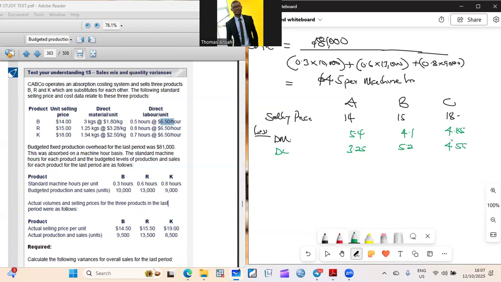4.55. This would have been it if we were doing marginal variables. But we need to add overheads, fixed overheads that we absorb. So the overhead is 4.5 per machine hour. How many machine hours do you need for product A? It's 0.3, right? So what will it be? That's 1.35. So you are just doing 4.5 multiplied by this, 4.5 multiplied by this, 4.5 multiplied by this. We are absorbing the overheads into it. So this is 1.35.